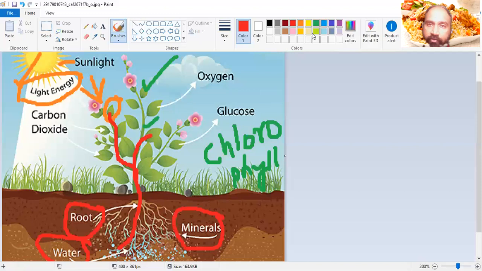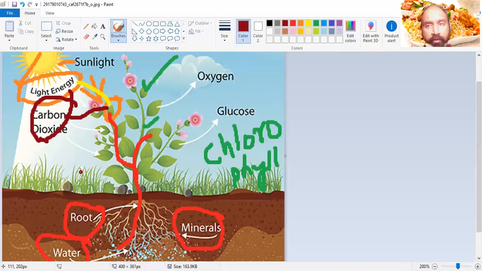Now in the leaf, we know that it has already absorbed the sunlight. Now it also needs something called carbon dioxide. What is carbon dioxide? Carbon dioxide is a gas. The carbon dioxide is also absorbed by the leaves. Now, carbon dioxide is a gas. How does the leaf absorb the carbon dioxide?